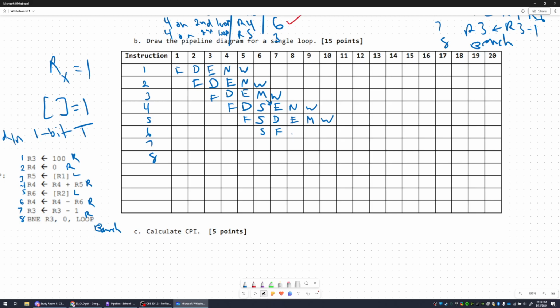Fetch. Line 6, is there any dependency? Yeah, on 4, that's done. Line 4, line 5 is a load. So this one we have to wait again, and then back, no op, right back. Line 7, no dependencies. Exec, no op, right back. So fetch, decode. Any dependencies on line 7? Data forward, no op, no op.